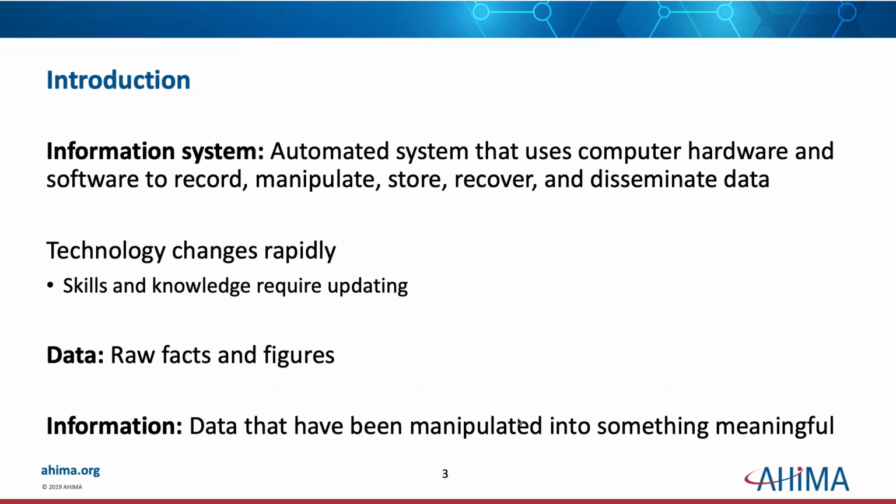Under introduction, let's talk about information systems. An information system is an automated system that's going to use computer hardware and software to record, manipulate, store, recover, and disseminate data. That's your basic definition.